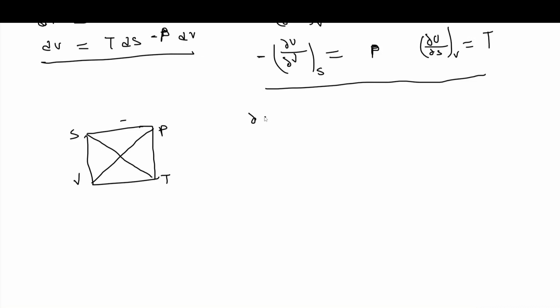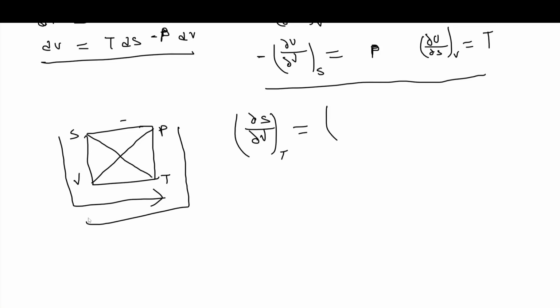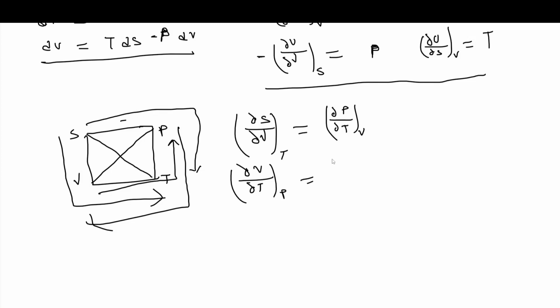So we can write del S by del V at constant T; we have to move in this direction, and it will be equal to, from the opposite end in the opposite direction, del P by del T at constant V. Again, if we begin from this point, del V by del T at constant P will be, from here to here, del S by del P at constant T.